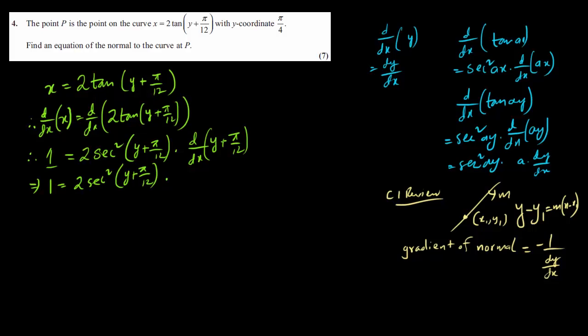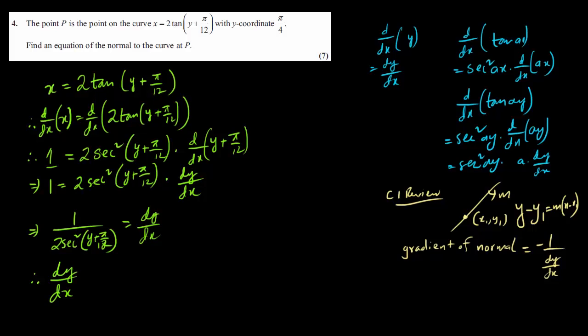Now think of pi by 12 as a constant, because pi by 12 is a constant. So d by dx of y is dy by dx. Now what we can do is send this sec squared to the other side. So this would be 1 divided by 2 sec squared theta equals dy by dx. Now since we know how to calculate cos squared but not sec squared, what we do over here is we can write it as half, and since the reciprocal of sec squared is cos squared, we can write cos squared of y plus pi by 12. So we got an expression.